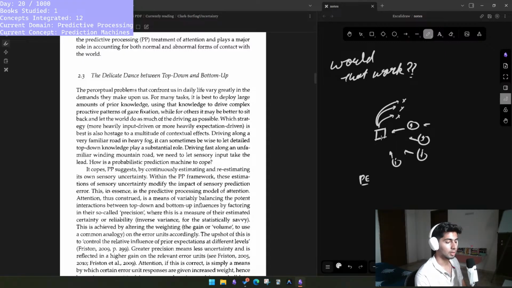A delicate dance between top-down and bottom-up processing. So what is predictive processing? Let me check what the last screenshot was, that I sent to my AI. It's loading. We did it Monday. Maybe I can check the library. What was the last photo I had?